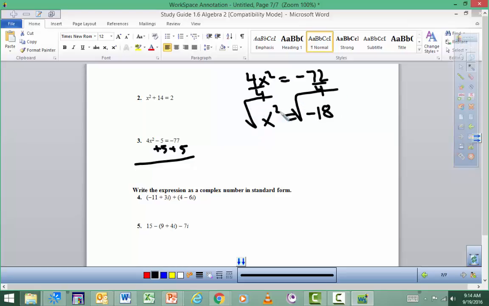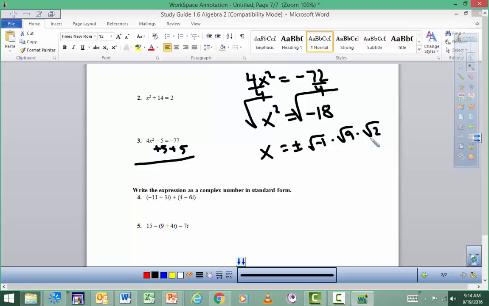Now this is a square root of a squared number, so it's just simply x. And over here I'm going to have a plus or minus, alright? And there's a negative 1 in there, right? So I'm going to write this as plus or minus the square root of negative 1 times the square root of 9 times the square root of 2.